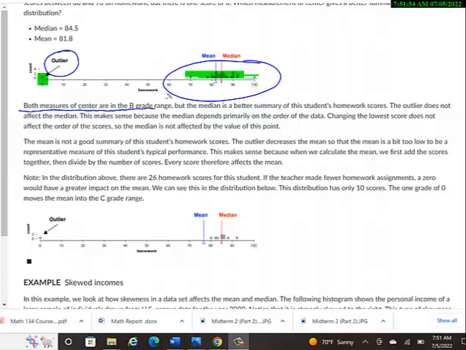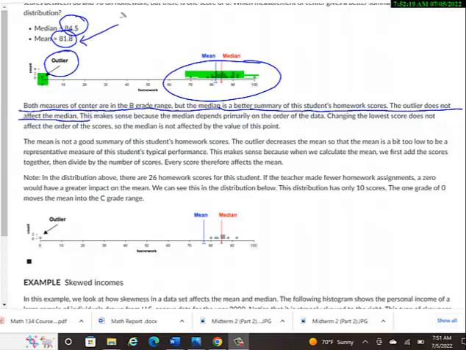Both measures of center are in the B grade range, so they calculated the median and the mean, 84.5 and 81.5. The median is a better summary of the student's homework scores. The outlier does not affect the median. So that's, I guess, the difference. If there's 1 or 2 outliers that are super far away from all the other data values, the mean will be dragged down by that outlier.